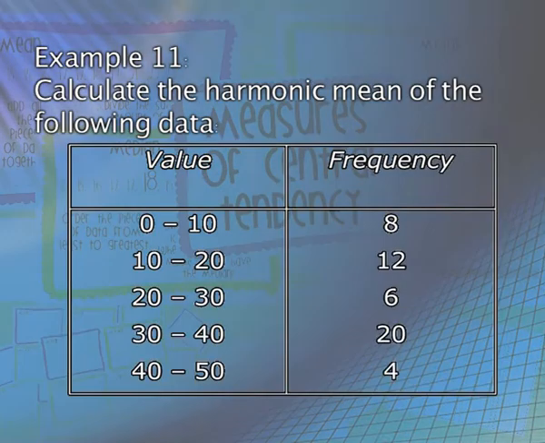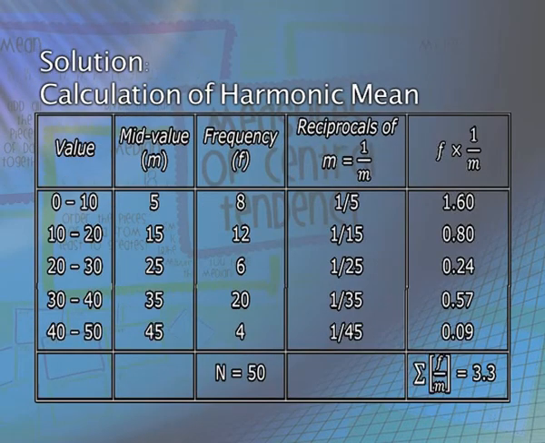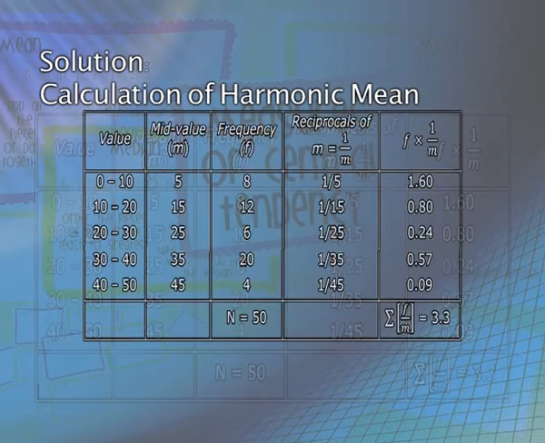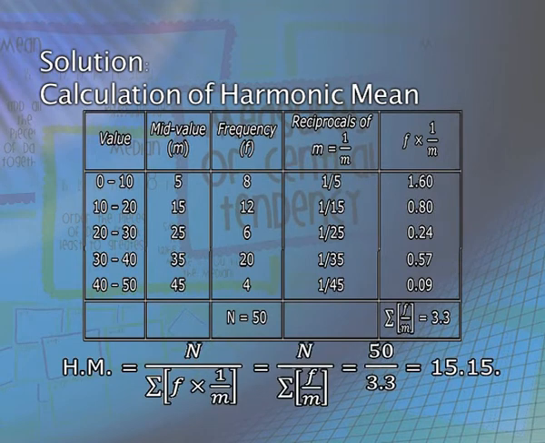Now let's come to example 11. Calculate the harmonic mean of the following data. Now let's see the solution. Using the table, we have done some calculation here, and out of the calculation we find that sigma f times 1 by m, or sigma f by m, is 3.3, and n we know is 50. So let's apply the formula. Harmonic mean is equal to n by sigma f times 1 by m, which is equal to n by sigma f by m. So that is equal to 50 by 3.3. That will give you 15.15.